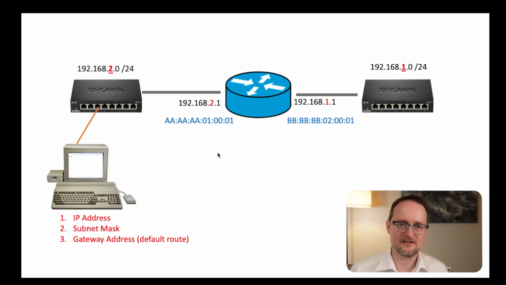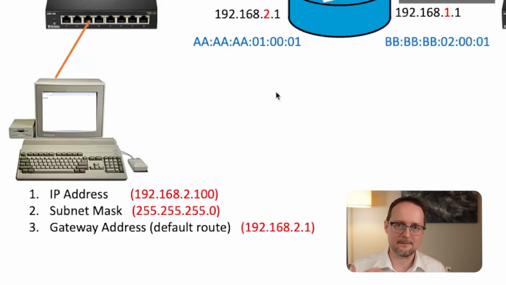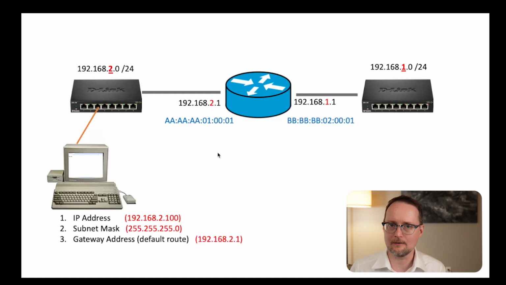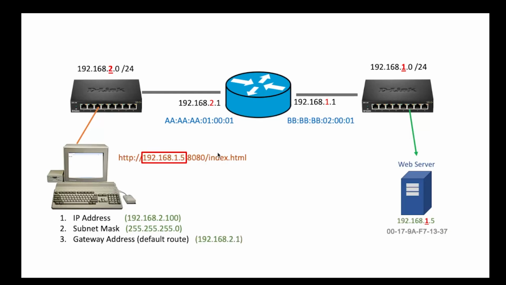Next, we'll set up our workstation so we can communicate with the web server. To do this, we'll need 3 pieces of information. Number 1, we'll need an IP address for our workstation. Number 2, we'll need a subnet mask to define the network and the sizing. And finally, we'll need to define the gateway that will point to the IP address of our router. Now that our IP address is set up on our workstation, we're ready to send our request to the web server, which lives on the other network.